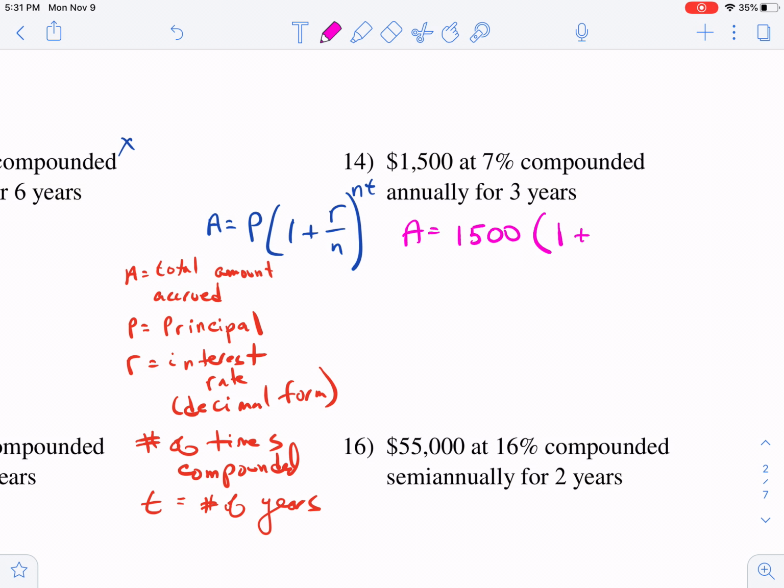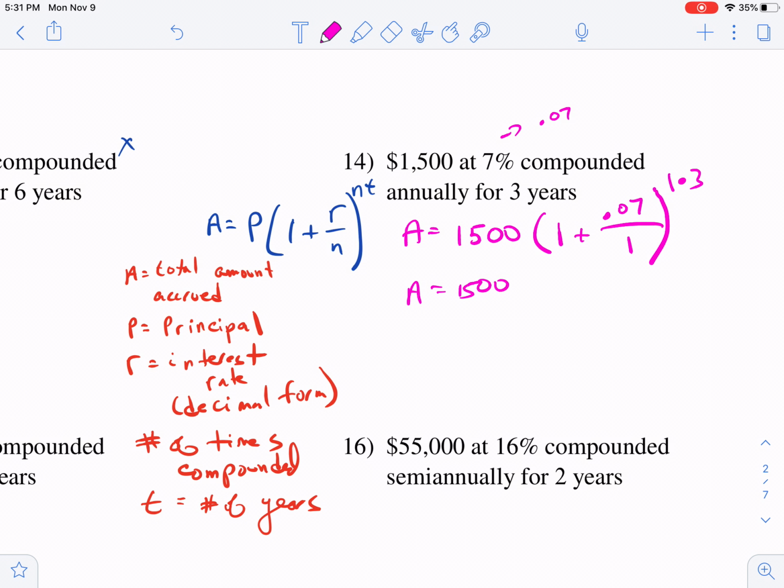So, plus, what is R here? What is the interest rate? It's 7%. So 7% equals 0.07. And it's funny to think that you're going to take such a small number like 0.07 and divide it by something. But don't worry, we have a power up top. This NT over here is really going to make a difference. It's done annually for 3 years, so we're just going to say 1. It's going to be divided by 1, so it's going to be itself, to the N, which is 1, times 3 years.